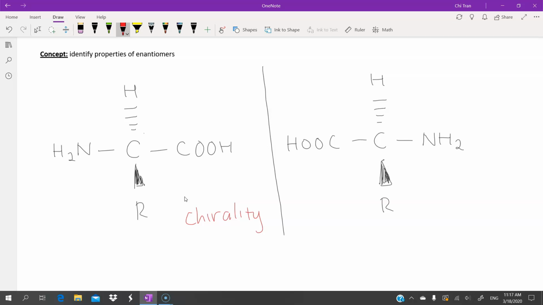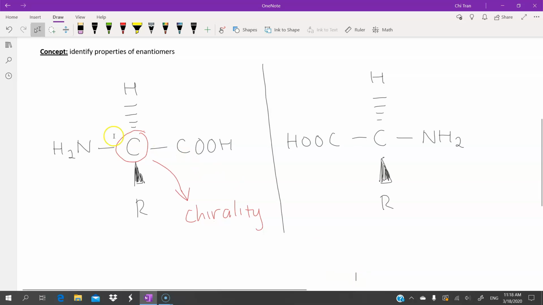And that right there in this example is in the form of a chiral carbon, which means that each of the bonds that it's made, the group of molecules or atoms that it is bonded to are completely different from each other. So you can see how there are 4 bonds and it's 4 different groups. So here we have a hydrogen, a COOH, an R group, and an NH2.